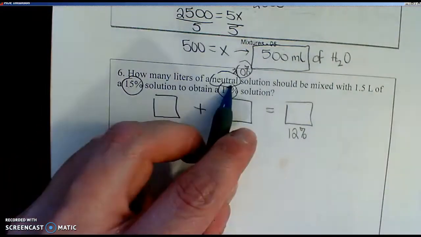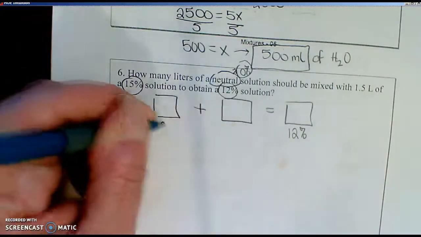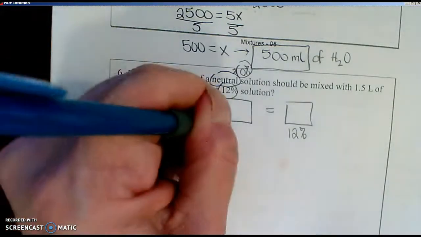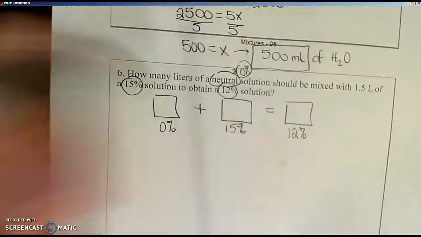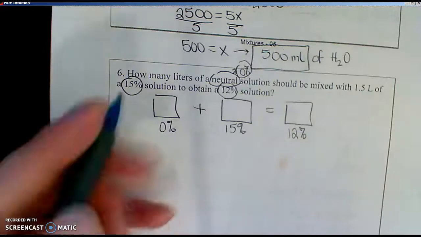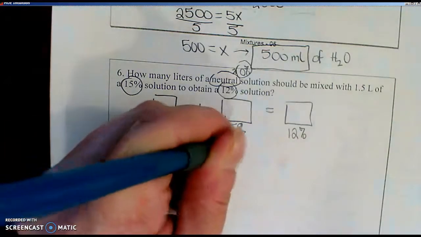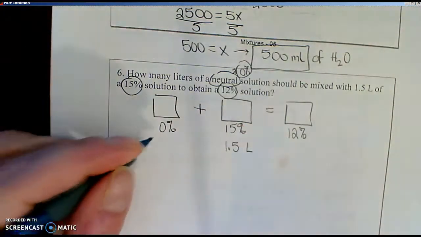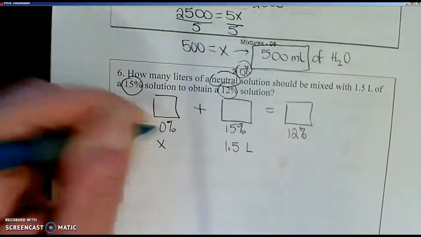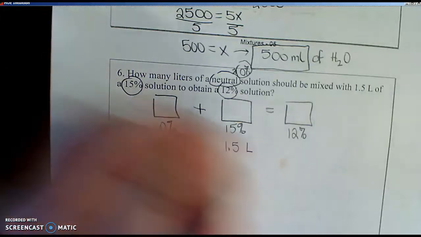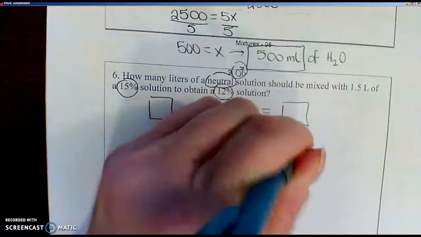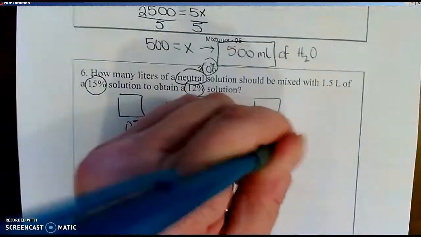So the first thing that's mentioned is the neutral solution, so I'll make that first, the 0%, and then the other one is the 15%. Now this is the first one where it isn't milliliters, but the math still works. So it's 1.5 liters of the 15% solution. That's going to be 1.5 liters here. So how many liters of the neutral solution? We're going to make that x so that it answers the question. And therefore the total volume is the sum of these two volumes. So again, remember, good habit to put that in parentheses.